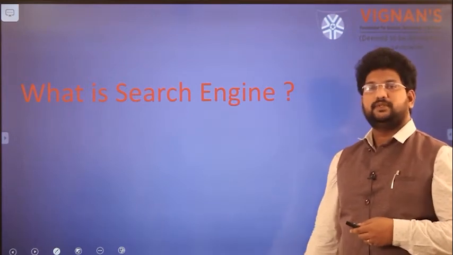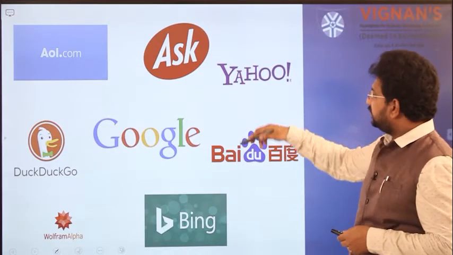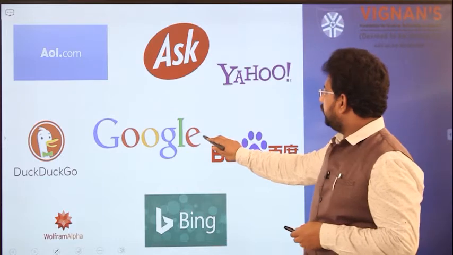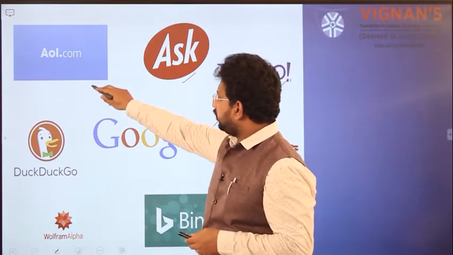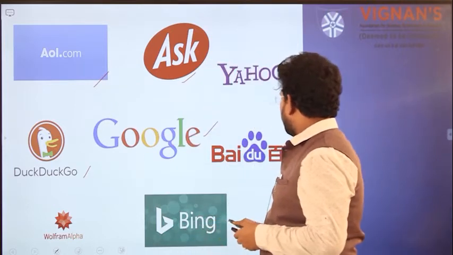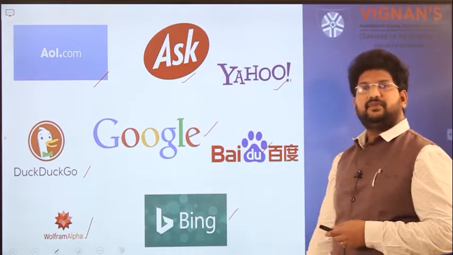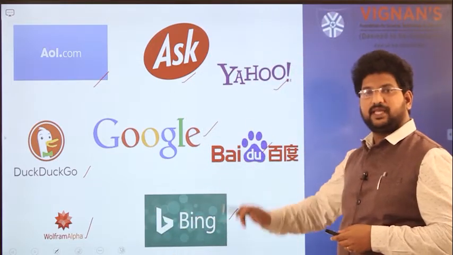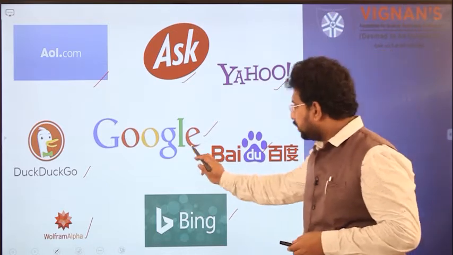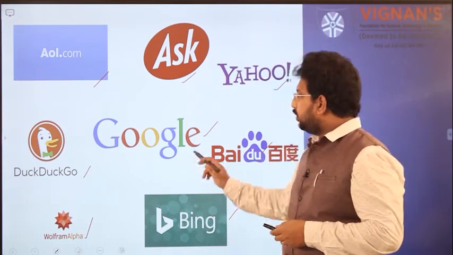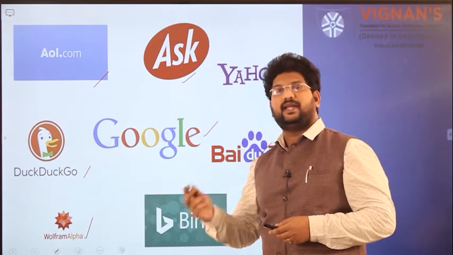Now I am going to give a brief explanation about the search engine. If you observe here, there are a number of words: Google, Yahoo, Ask, AOL.com, DuckDuckGo, Bing, Baidu and Wolfram Alpha. They are the different words we use in our regular lives. Among all these words, one of the most popular is Google. So Google plays an important role in our regular lives.